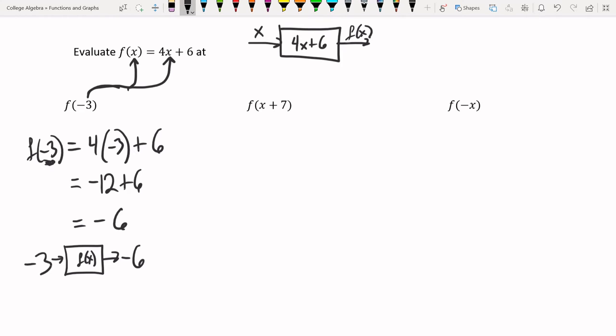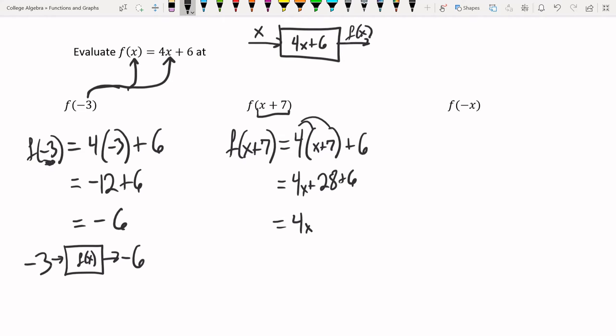Let's continue. Instead of plugging in just a number, we can actually plug in other algebraic structures. In this case, we have x plus 7. So let's plug in x plus 7 the same way we did with -3. 4 times x, which is x plus 7 now, plus 6. Now we're going to simplify this by distributing. 4 times 7 is 28, and we get 34. So if you plug in x plus 7 into our function, we get out 4x plus 34. Since we plugged in not just a number, we plugged in technically another function, if you plug that in, you're going to get out not a number, but another function. Sometimes it'll cancel and you'll get just a number, but in this case it did not.